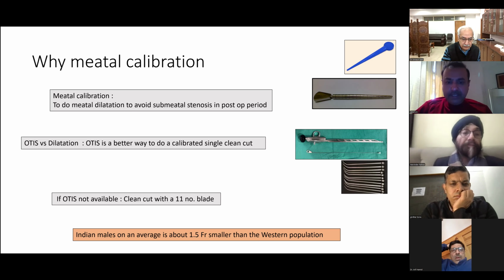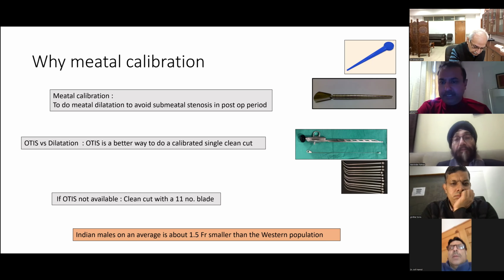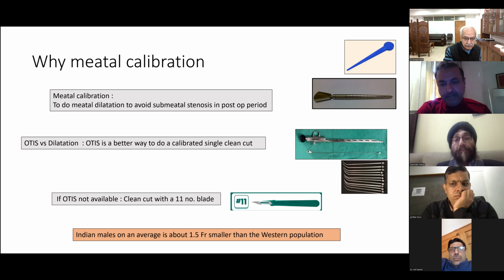The Otis is a procedure of choice because it gives a single cut and a good opening to place your sheaths inside. And if you don't have anything available, an 11 number stab knife can be used with a single clean cut to open up the submeatal region, which is invariably a gripping thing and does not allow the 26 French sheath to move in.